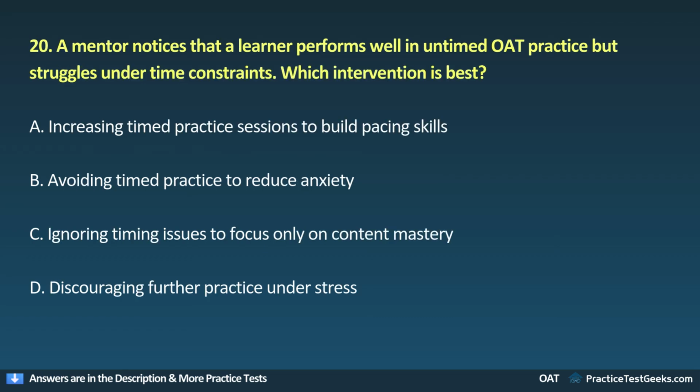20. A mentor notices that a learner performs well in untimed OAT practice, but struggles under time constraints. Which intervention is best? A. Increasing timed practice sessions to build pacing skills. B. Avoiding timed practice to reduce anxiety. C. Ignoring timing issues to focus only on content mastery. D. Discouraging further practice under stress.